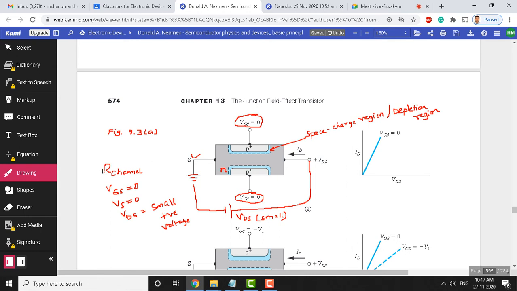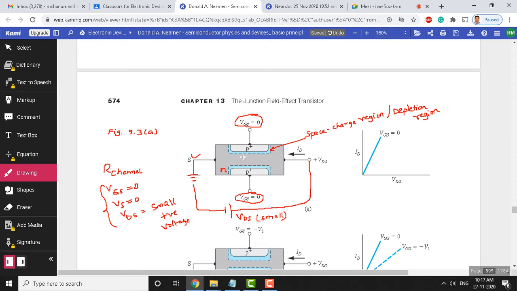If you understood, you can answer this. For these conditions, I have already given all input conditions here. I want to know whether the channel resistance or channel conductance increases or decreases.